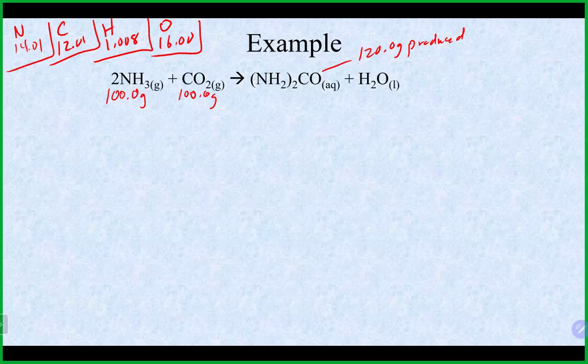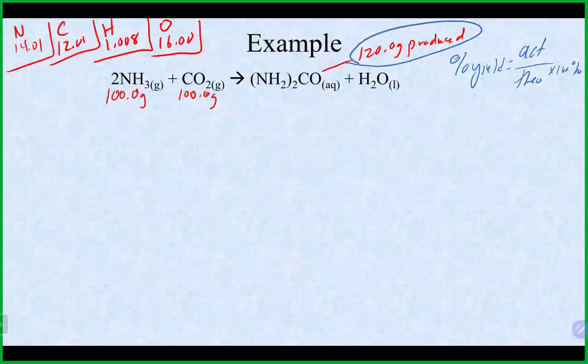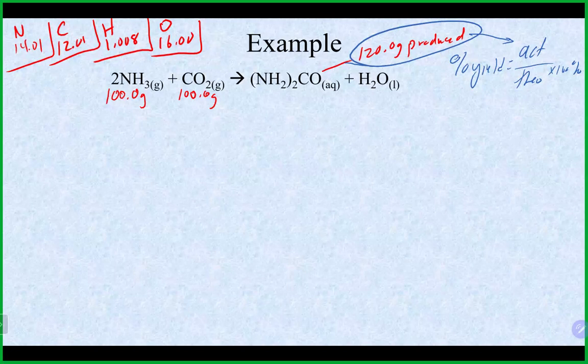Okay, let's take a look and see. We're obviously looking for our percent yield, which is once again our actual divided by our theoretical times 100%. We do have the actual given to us, as it gave it there in our problem, of 120 grams. We need to find our theoretical, which is going to come from our stoichiometry in the equation.